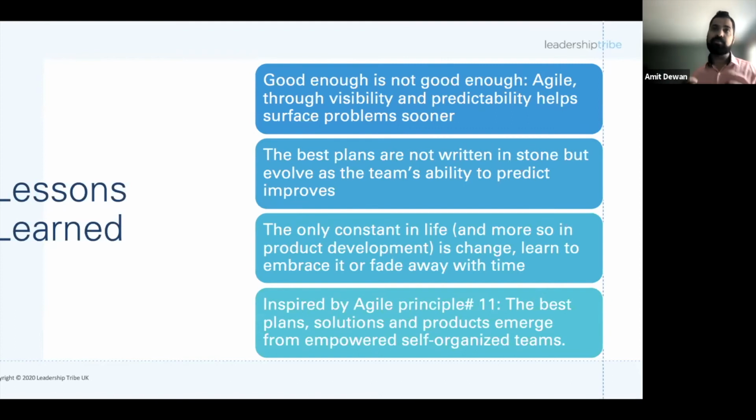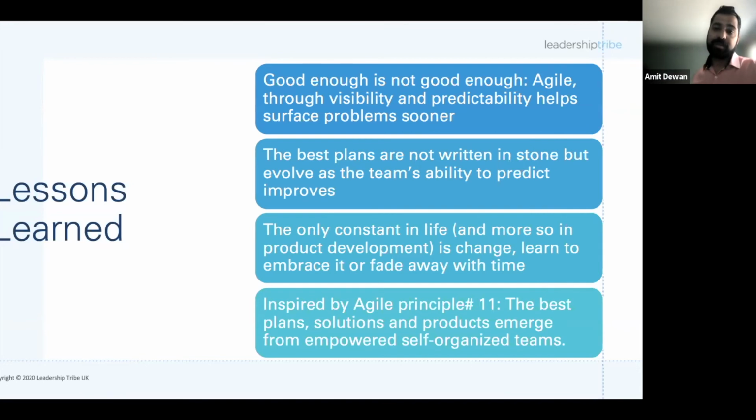Agile doesn't solve problems. Agile will surface the problem sooner, with tools like visibility and predictability, and help us have conversations to solve those problems. And those problems could be anything, right? It could be a problem related to not having consistent velocity. It could be a quality problem. It could be a vision problem. It could be an alignment problem. There's so much that can go wrong with software development in the complex world that we live in.